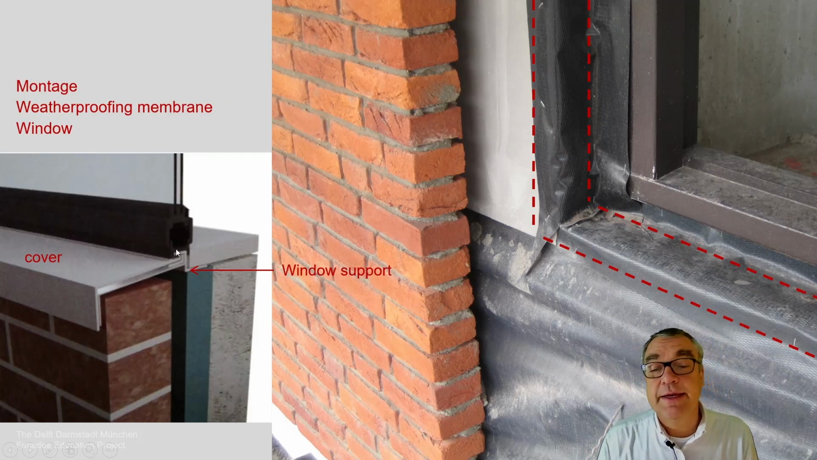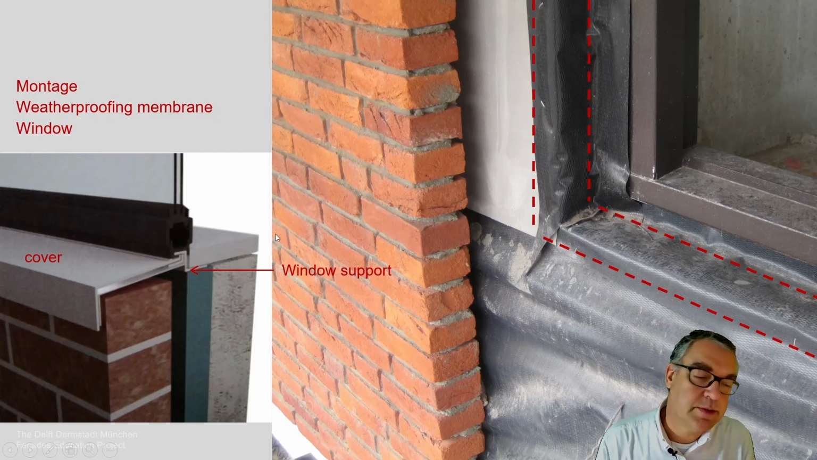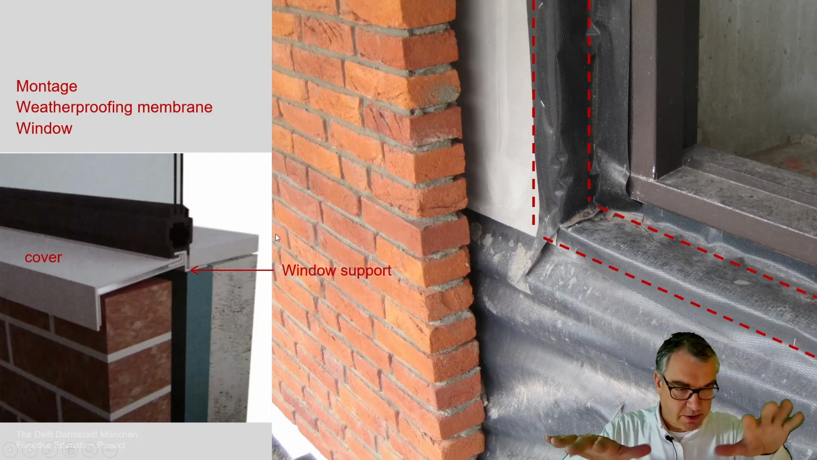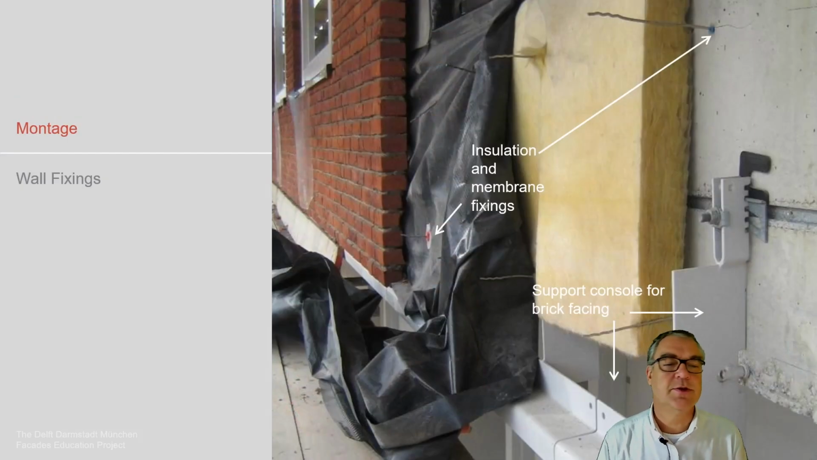To secure that, it needs some structural support, which are these brackets, the window support. These brackets are fixed to the main structure, keep the window in position, and then this whole thing is sealed with an outer windowsill and an inner windowsill to close these systems.